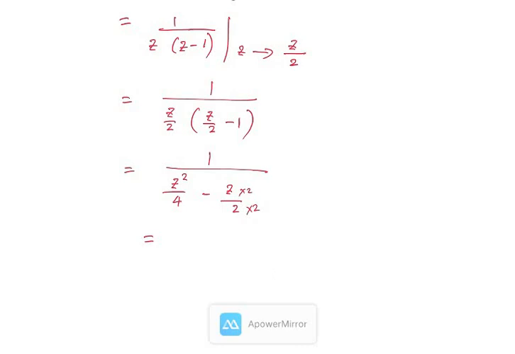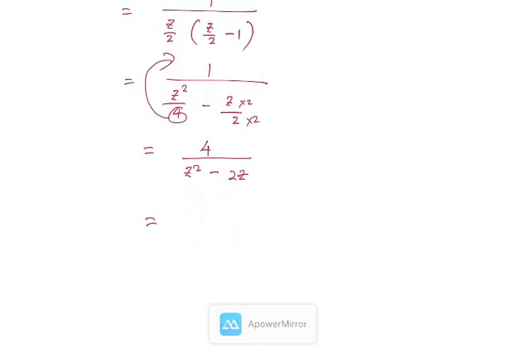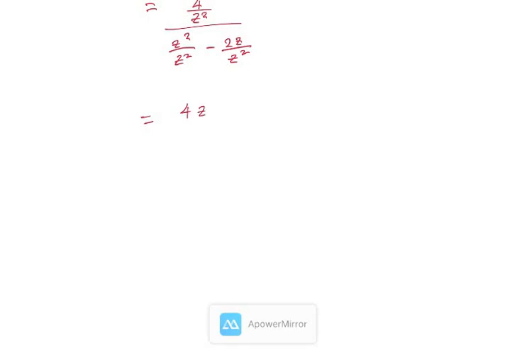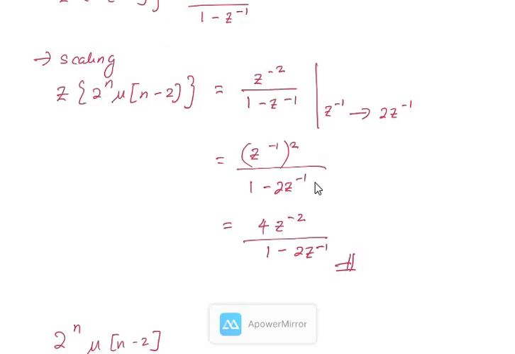So now I can get 4. I bring up the 4 to the numerator: 4 divided by z squared minus 2z. Then I divide with the z squared, so I get 4 divided by z squared, and then z squared divided by z squared minus 2z divided by z squared. I get 4z to the power minus 2 divided by 1 minus 2z to the power minus 1. And this answer is the same as the one I used, 1 over 1 minus z to the power minus 1.